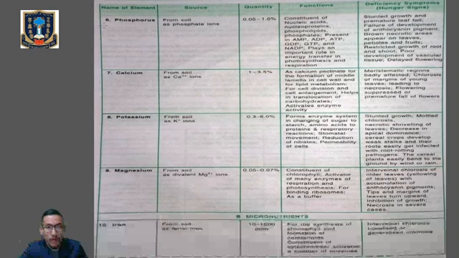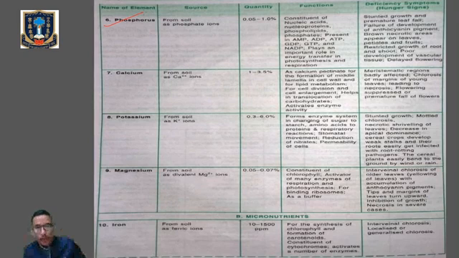Next one we will talk about phosphorus. It's on page number 12.7. So let's see the source of phosphorus. Phosphorus is absorbed by the plant from the soil in the form of monovalent phosphate ions. It's also obtained in acidic soils in the form of bivalent phosphate ions, as we have learned already. The quantity is generally from 0.05 to 1%.